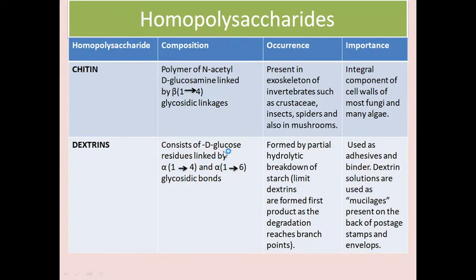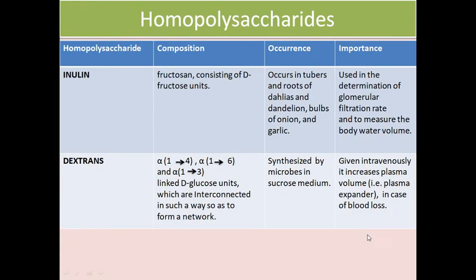Dextrins consist of alpha D glucose residues linked by alpha 1,4 and 1,6 glycosidic bonds. It is formed by the partial hydrolytic breakdown of starch. That is, limit dextrins are formed as the first product as the degradation reaches branch points. It is used as an adhesive and binder. Dextrin solutions are used as mucilages present on the back of postage stamps and envelopes.